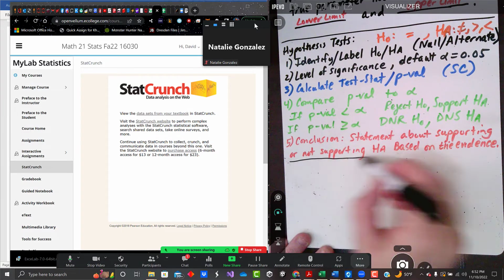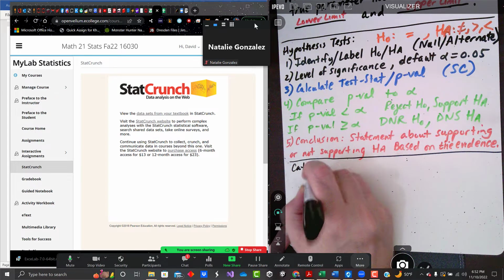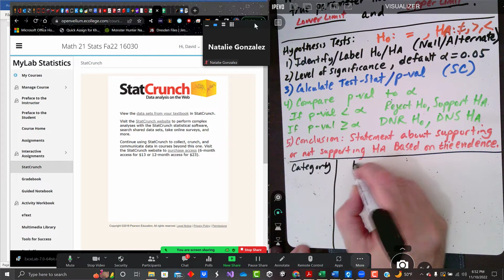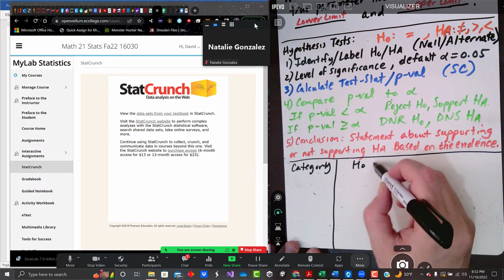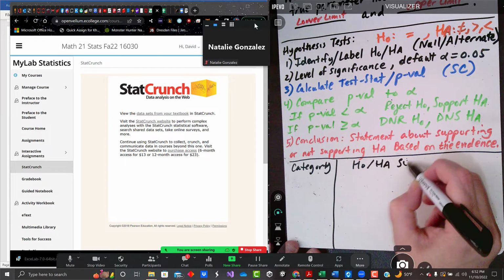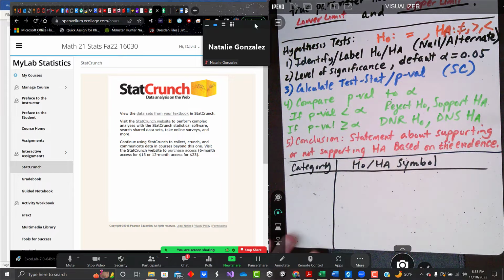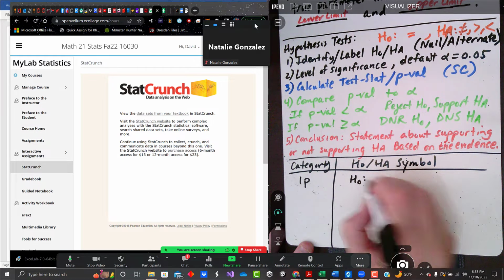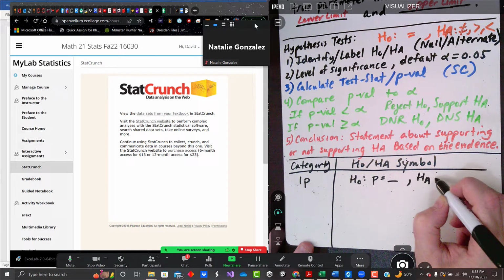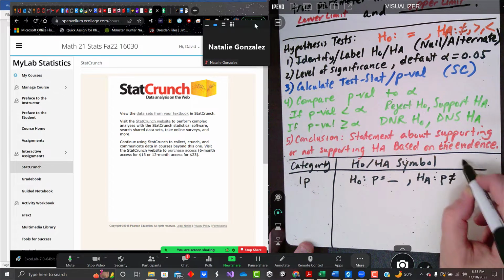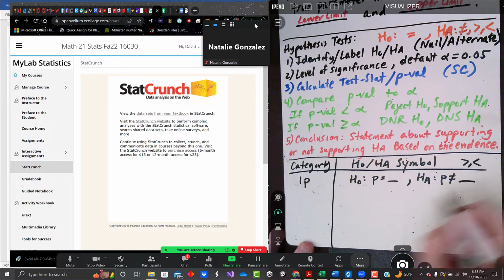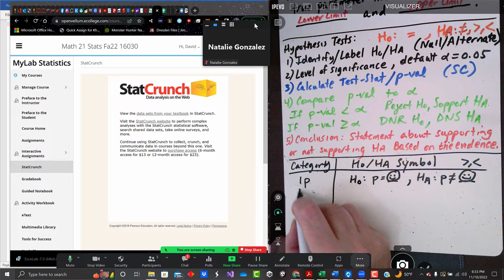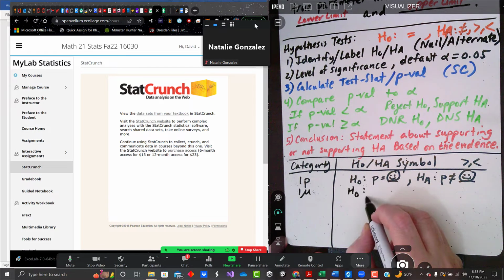Finally, let's look at the different types of setups we've done for H0 and HA. Maybe the category I'll list, H0 and HA, the symbol. For the one proportion test, H naught was P equals blank. HA was P doesn't equal, or less than, or greater than the same value. Let's call that value smiley face. The one mu test was similar. The one means test. Instead of P, we put in mu for mean.